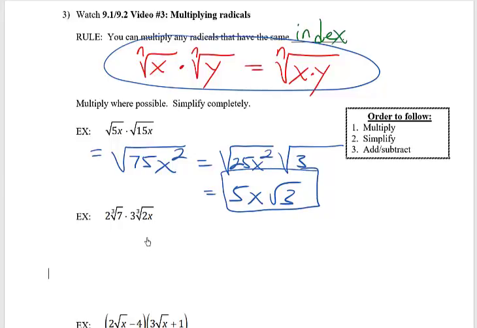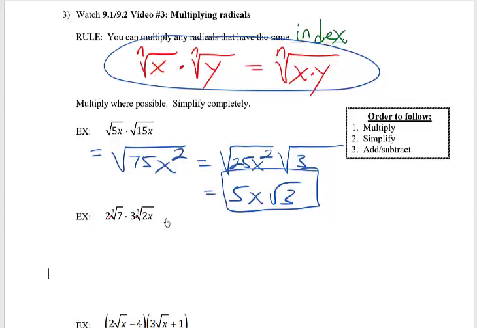Okay, let's take a look at the second example. I have 2 cube root 7 times 3 cube root 2x. The first thing I always check is, can I even do this multiplication? And of course I can, because these are both cube roots, so I'm safe. What about the coefficients? Well, you have to remember that between the coefficient and the cube root, there's just a times. That just means 2 times that. And the other one is 3 times the radical. So really, I just have 4 things here being multiplied together.